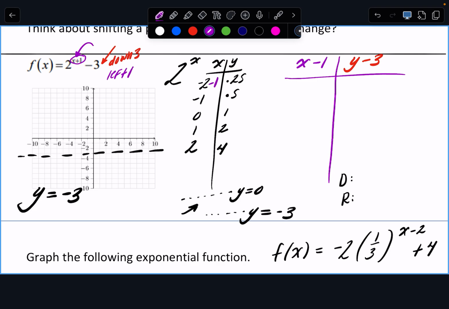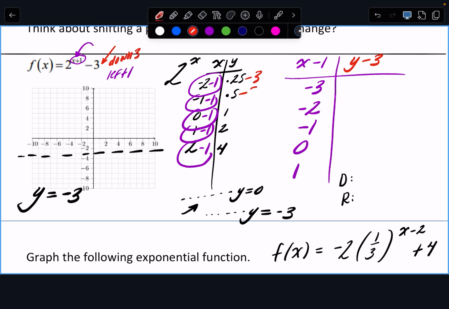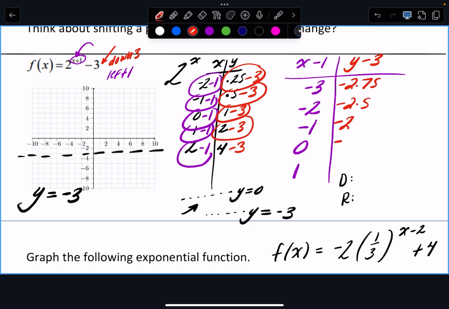So go to your x's and minus 1 off of them. Let's focus on doing that right now. So that would be, whoa, yeah, that's what I'm doing. So that would be negative 3, negative 2. For a minute, I was like, did I make an error? Negative 1, 0, and 1. Let's then go minus 3 from our y's. So that'd be negative 2.75, I believe. Negative 2.5, negative 2. Is that negative 1 and 1?